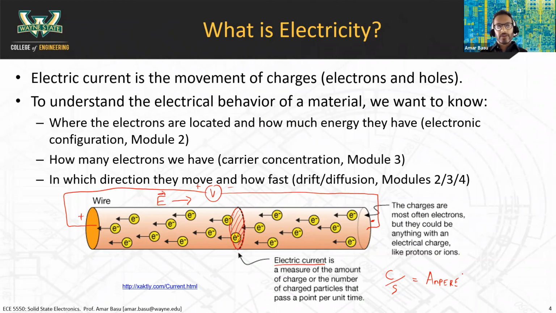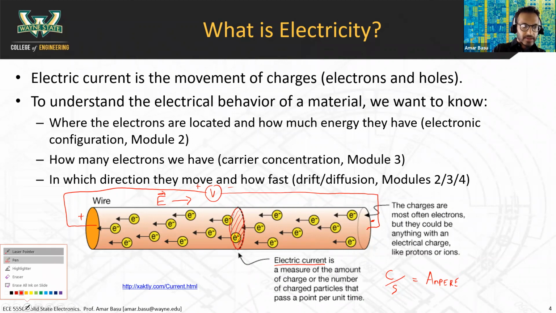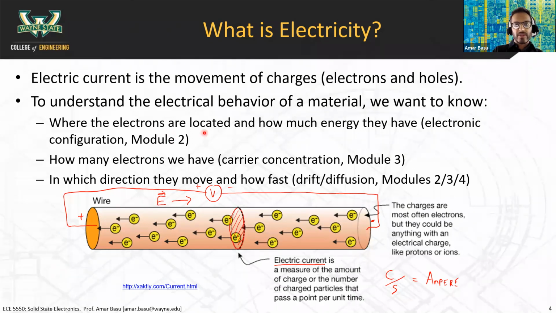All right. So the reason I'm bringing this up right now is that I want to put this in the context of materials, electronic materials. To understand the electrical behavior of a material, we want to know where the electrons are located and how much energy they have. This is what we're going to talk about in Module 2. In Module 3, we're going to talk about how many electrons we have. And then in modules spread out between modules 2, 3, and 4, we're going to talk about what direction electrons move and how fast they move.